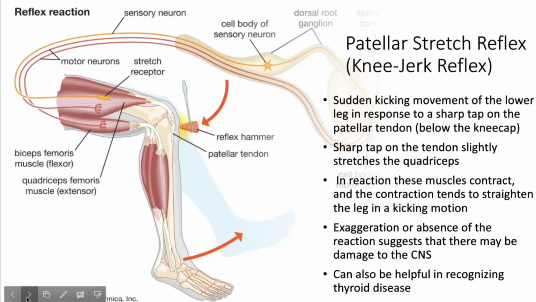And the sharp tap on the tendon slightly stretches your quads. And then in reaction, these muscles contract, and the contraction tends to straighten the leg in a kicking motion, so it makes you kick outward. And exaggeration or absence of the reaction usually suggests that there may be damage to the central nervous system. And it can also be helpful in recognizing thyroid disease.